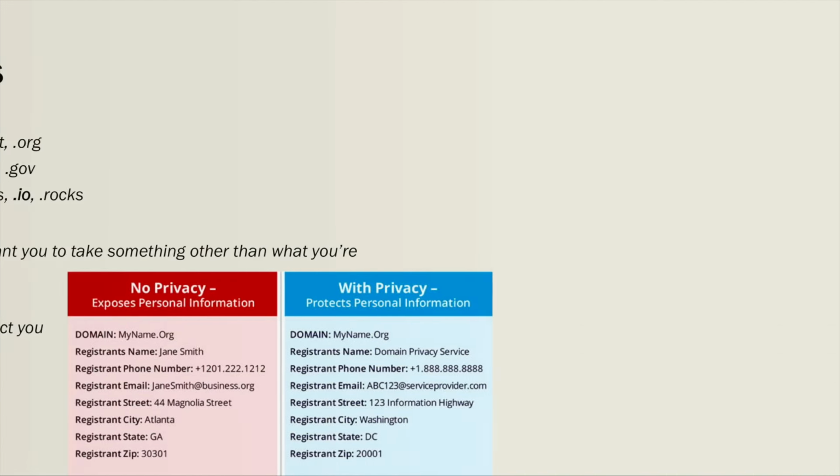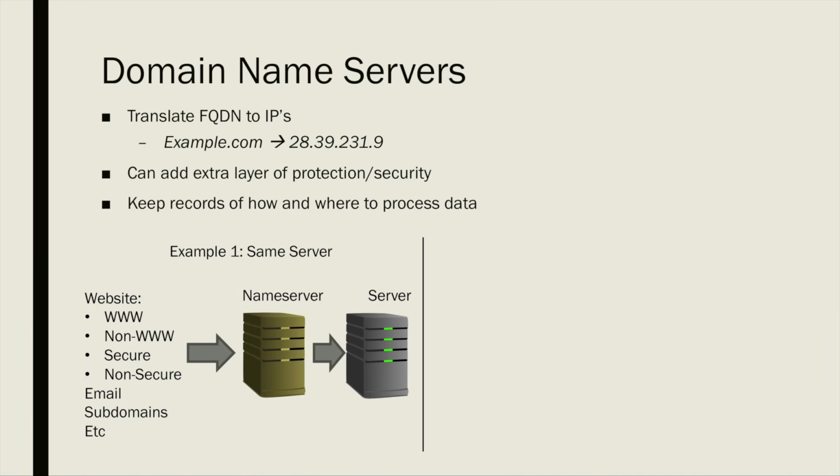All right, domain name servers. What they do is they translate fully qualified domain names to Internet Protocol addresses. For example, example.com. You have no idea where that lives in the world or what server it lives on, but a domain name system or a domain name service can translate that for you to 28.39.231.9, which for you is a lot easier to memorize, example.com, than that bunch of numbers.